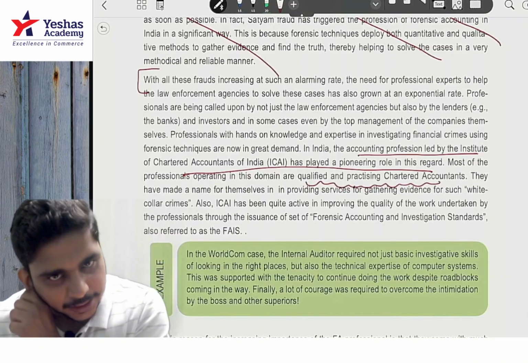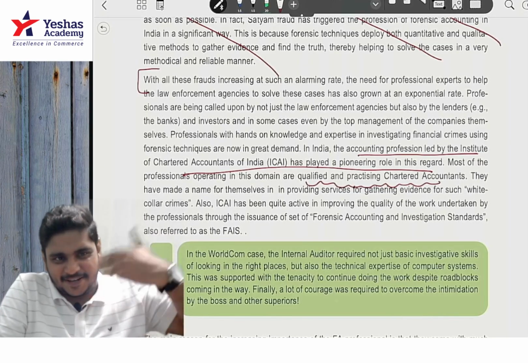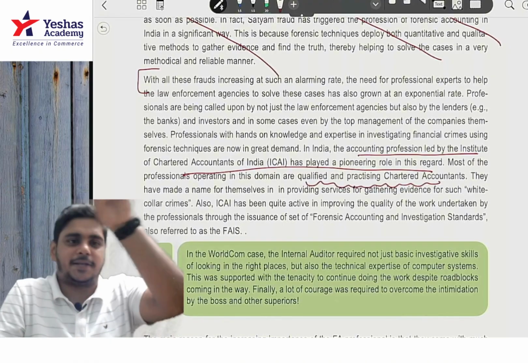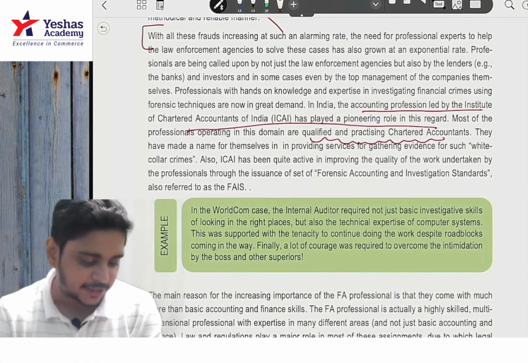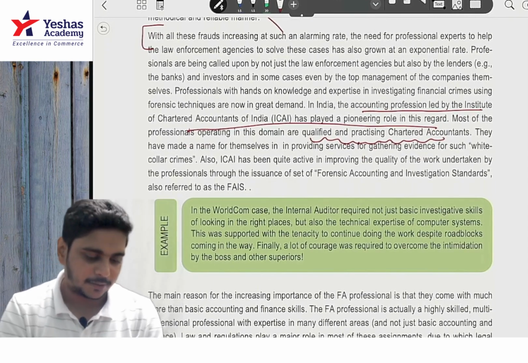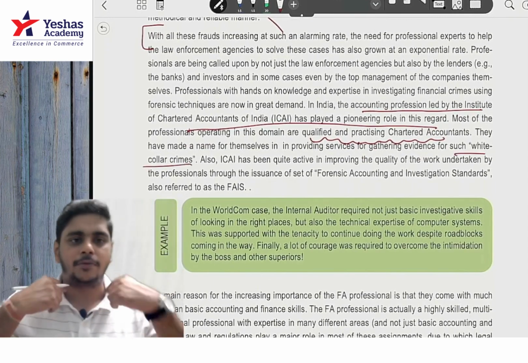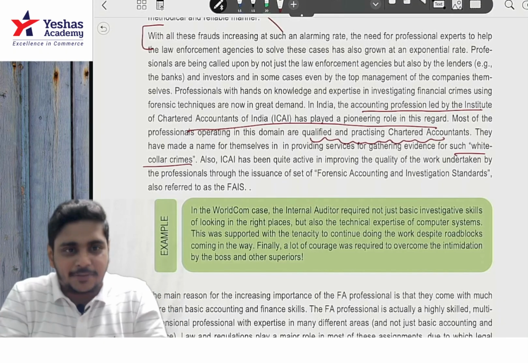They have made a name for themselves in providing services for gathering evidence for such white collar crimes. Okay, underline white collar crimes. White collar means people who wear coats and do the crime. It's called white collar crime.